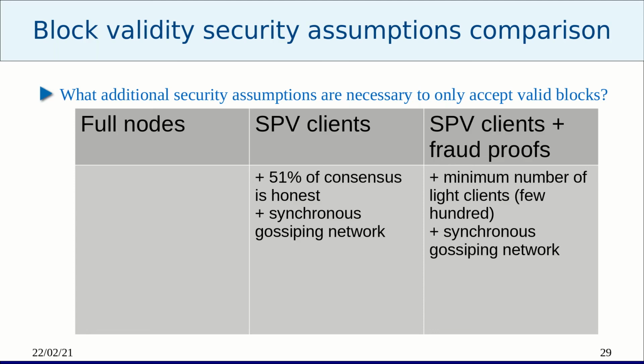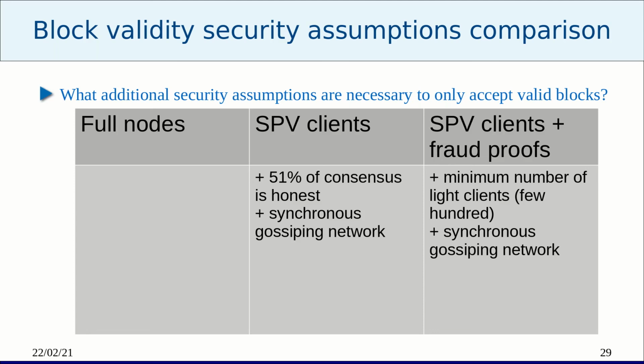Whereas SPV clients do rely on this assumption for state validity, and they also rely on a synchronous gossiping network for state validity, because they have to know what the longest chain in the network is in the first place, to know what block is apparently valid according to most of the miners. Full nodes also assume a synchronous gossiping network, but they only assume this to know what the longest chain is, to be on the right chain for censorship resistance purposes, not for state validity purposes, to be clear.